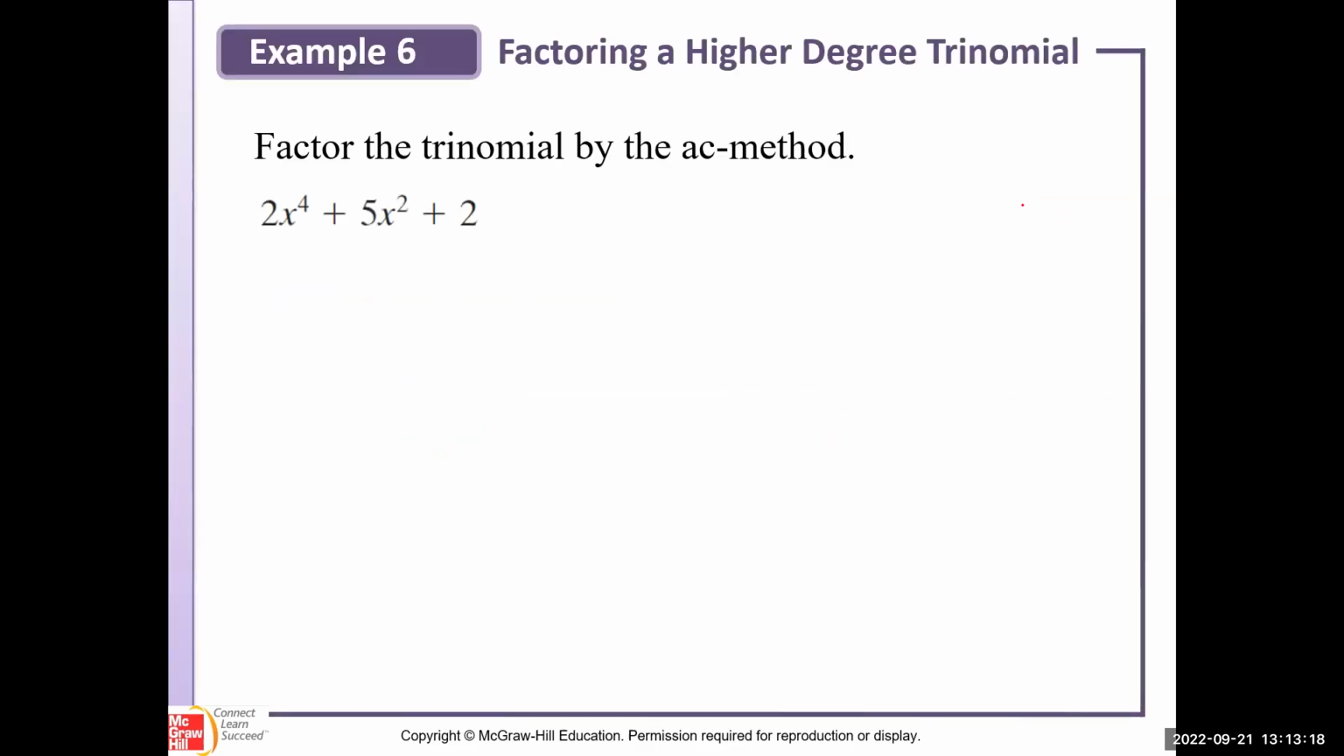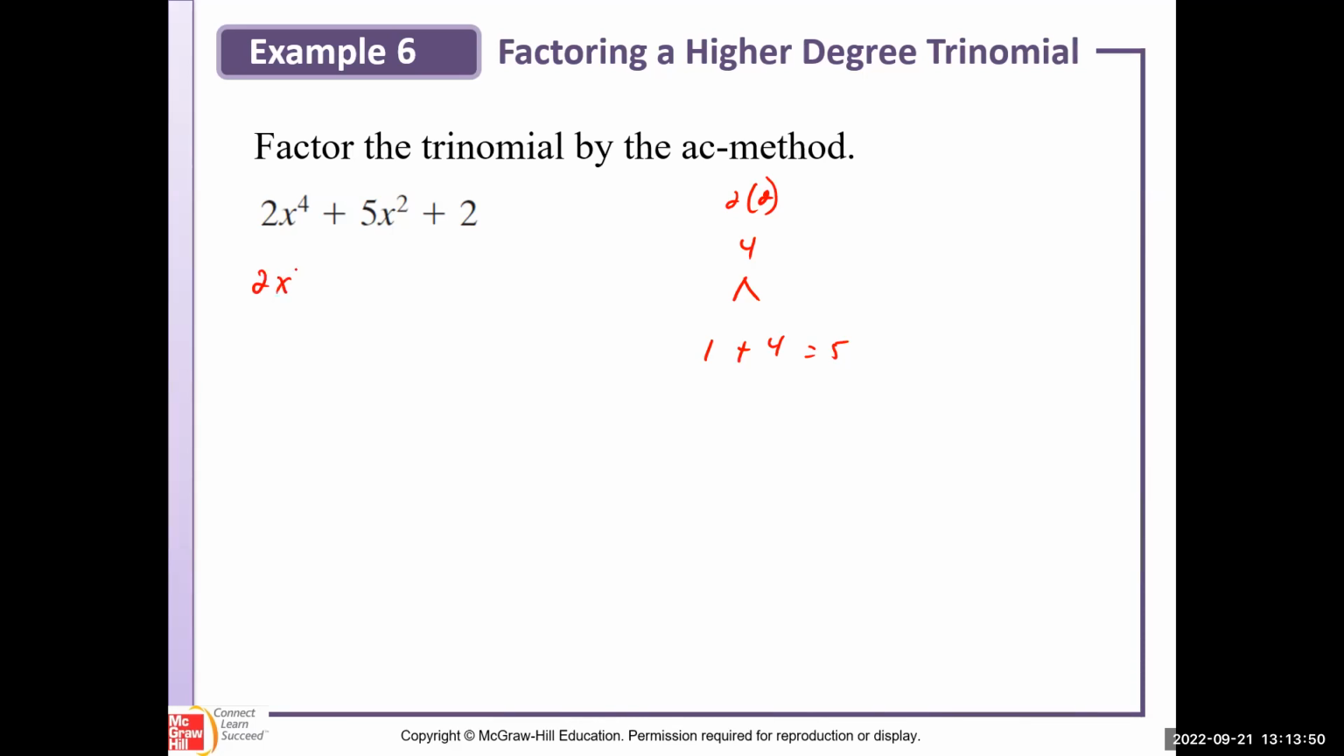All right, here's another one. Here we have something similar to one of the ones we had at the beginning. It's going to be 2x to the 4th plus 5x squared plus 2. We're going to do the 2 times the 2, which is 4. We're looking for factors of 4 that add up to 5, which would just be 1 and 4. So 1 plus 4 is 5, and 1 times 4 is 4.